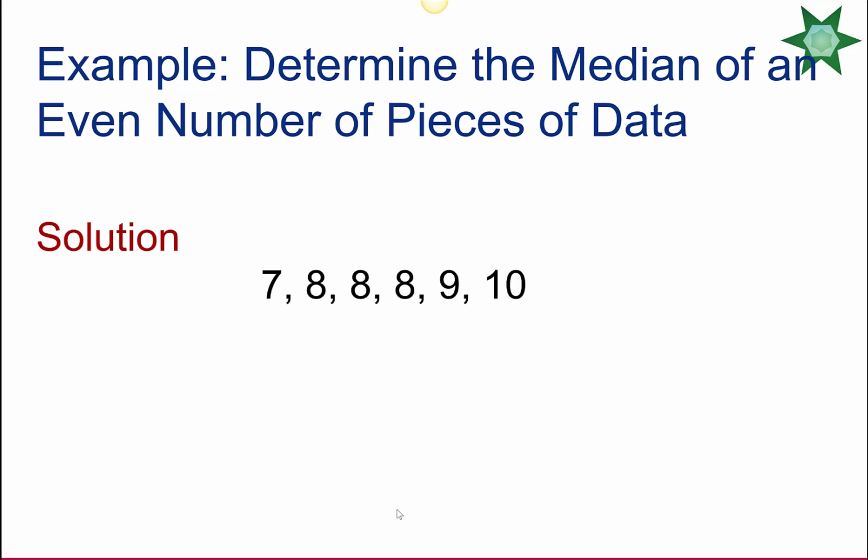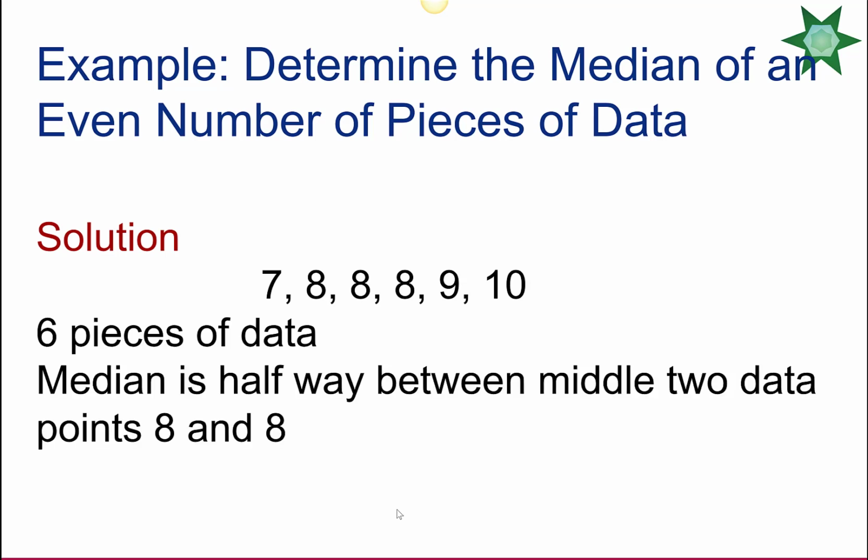and we get a median of 13. In this data set, we notice that there are an even number of data values again, 2 pieces of data in the middle, 8 and 8. We're going to take the average, or the mean, of those 2, and we get 8.